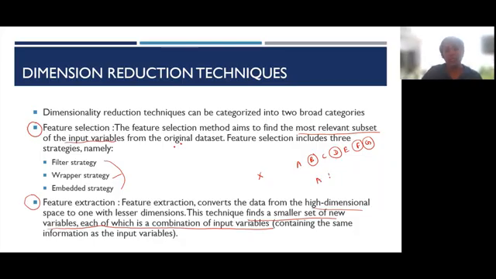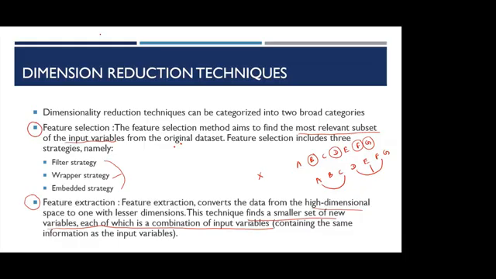I'm going to, in this case, combine some of these. So I might combine these two. I might combine these three and come up with new variables so that now my number of columns is lesser. Is that clear, students?